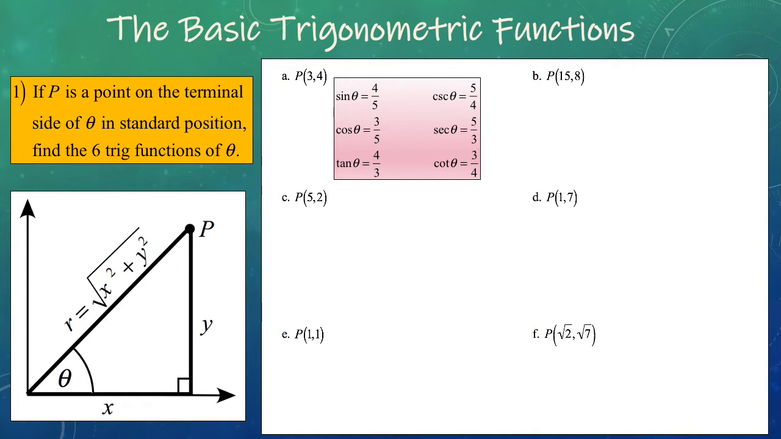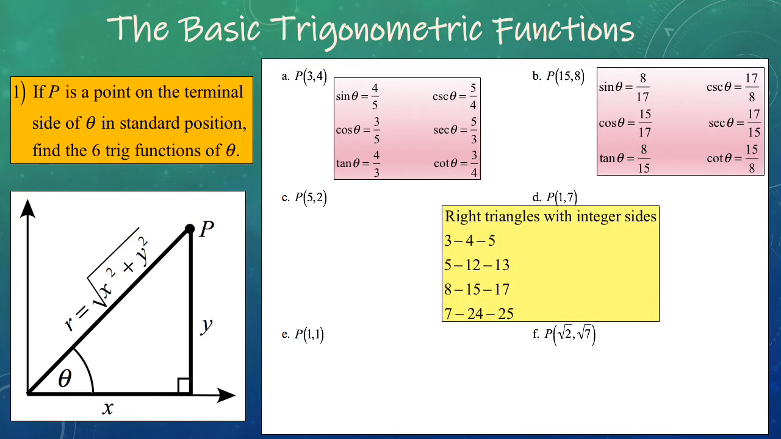We know that the hypotenuse is 5, as the square root of 3 squared plus 4 squared is equal to 5. So sine theta is y over r, 4/5. Cosine theta is x over r, 3/5. And tangent theta is y over x, 4/3. Our cofunctions: cosecant theta is 5/4, secant theta is 5/3, and cotangent theta is 3/4.